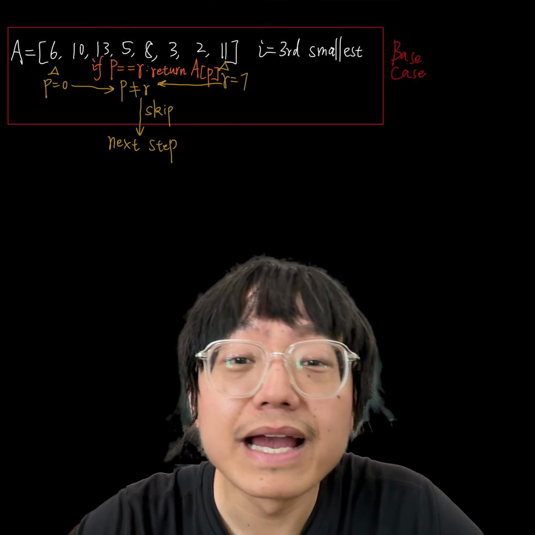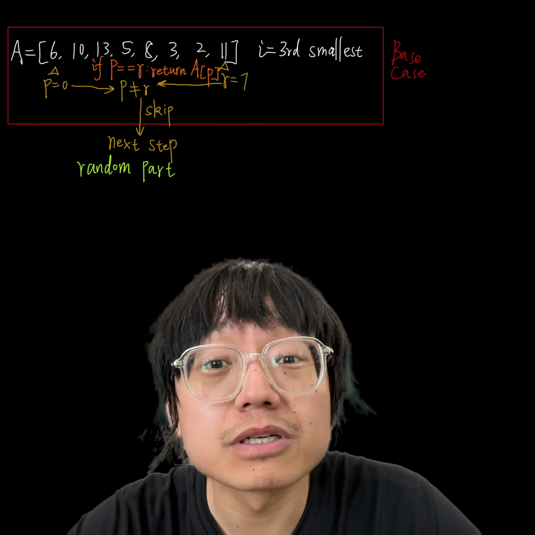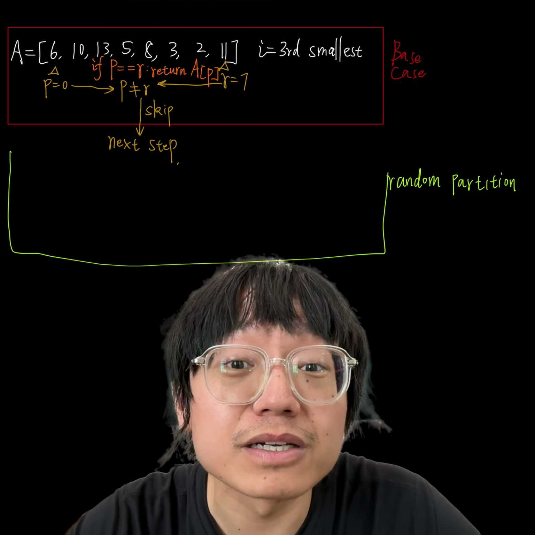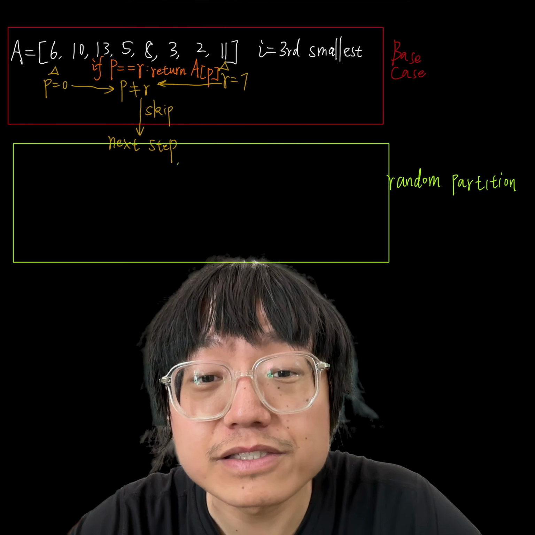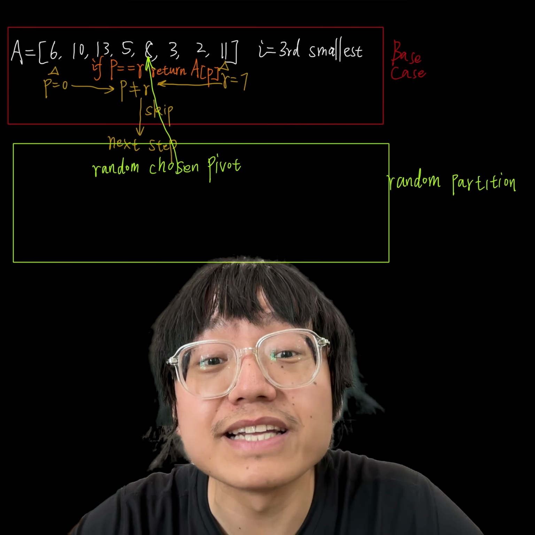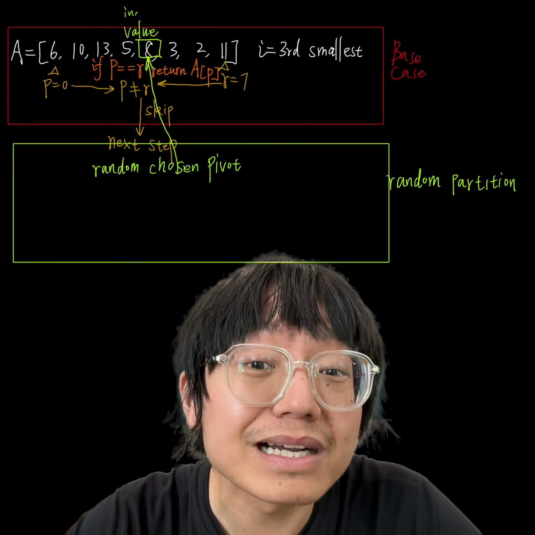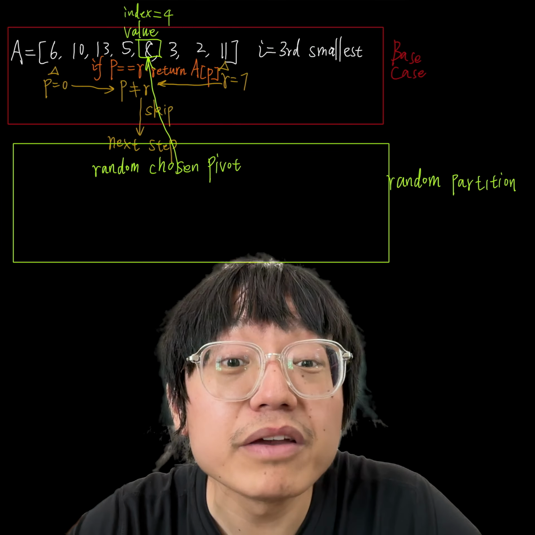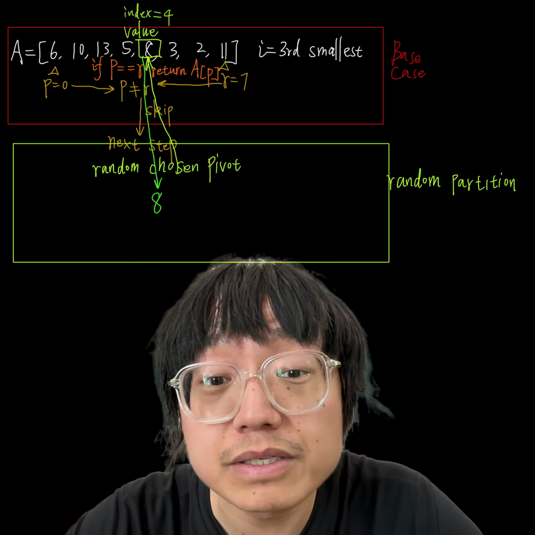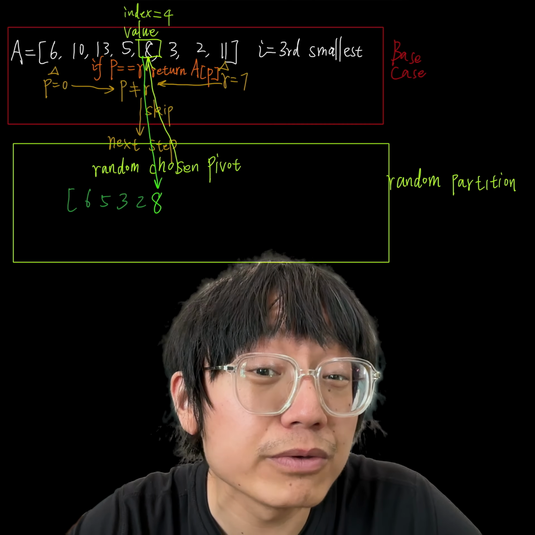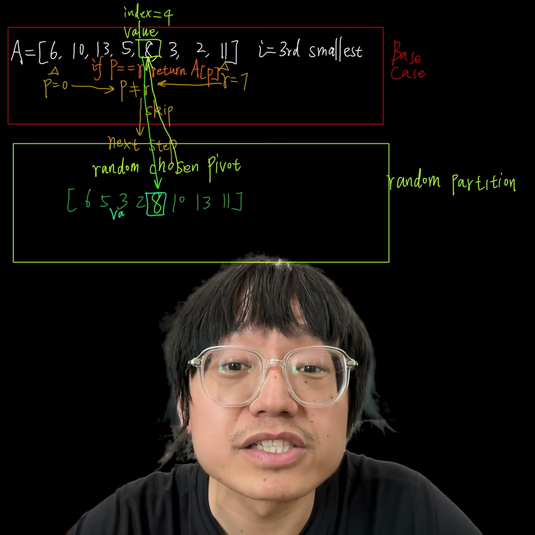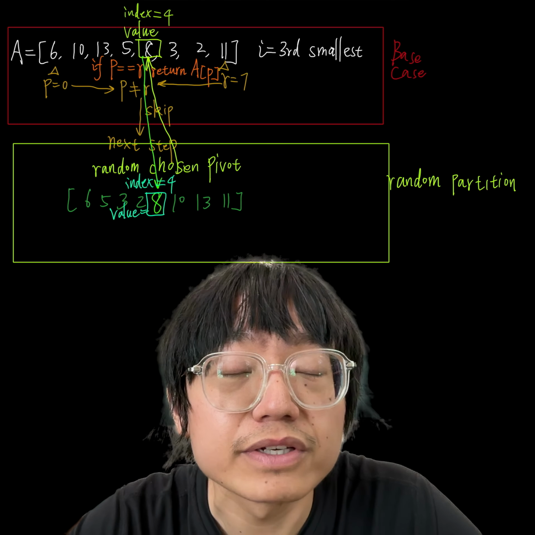And the second step is randomized partition. We use the randomized partition to split A into subarrays around a randomly chosen pivot. So let's assume the pivot we select randomly is the value 8, which is at index 4. So after partitioning, our array might look like this. The pivot placement can vary based on the randomness. Our array A contains elements 6, 5, 3, 2, 8, 10, 13, and 11. So now the pivot Q is at index 4, and the pivot value is 8.